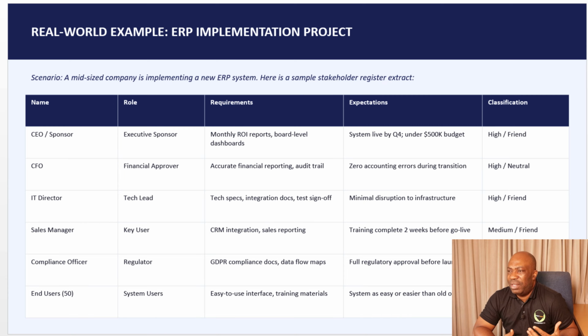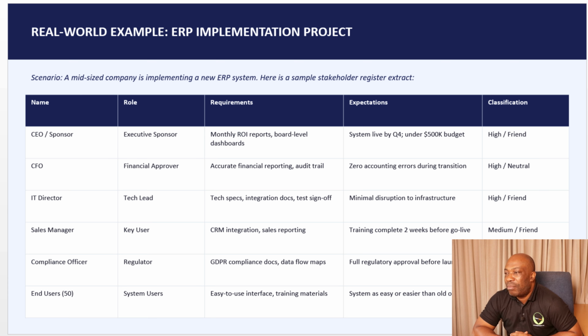Remember, in a stakeholder register, if you're not sure of the names, you can also use titles. You can also use the organizational name. So in this case, we're using CEO or sponsor, who is the executive sponsor. And the example requirement is they want monthly return on investment reports. They also want board level dashboards. Then the expectation is the system should be live in the first quarter and it should be under $500,000 budget.